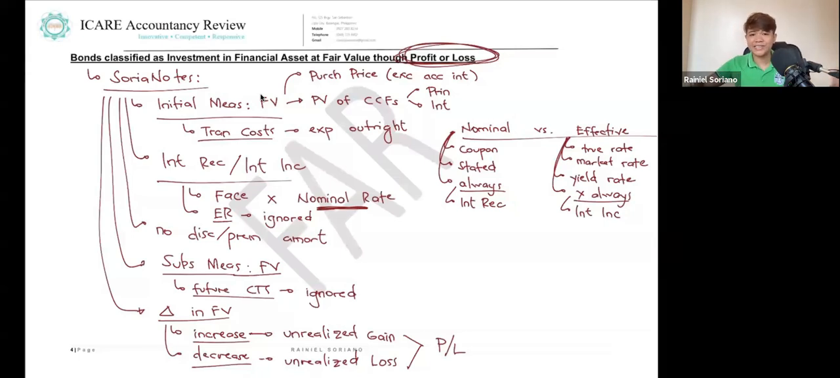Once again, chat section please. Is the discussion clear? Do you still understand the discussion? Chat section please. Yes sir, clear po. Alright, good job guys. Now, let's apply all these concepts to the problems before they are forgotten.